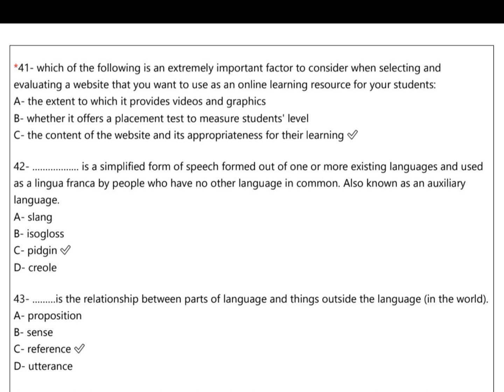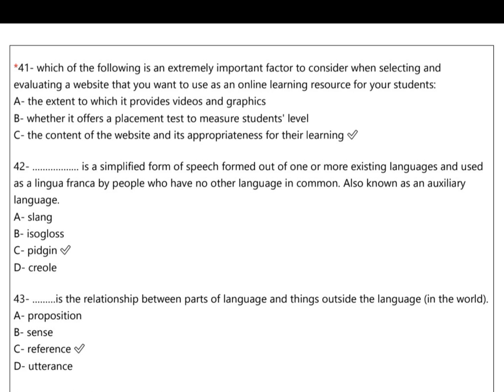42. Is a simplified form of speech formed out of one or more existing languages and used as a lingua franca by people who have no other language in common, also known as an auxiliary language. A. Slang. B. Isogloss. C. Pidgin. D. Creole.